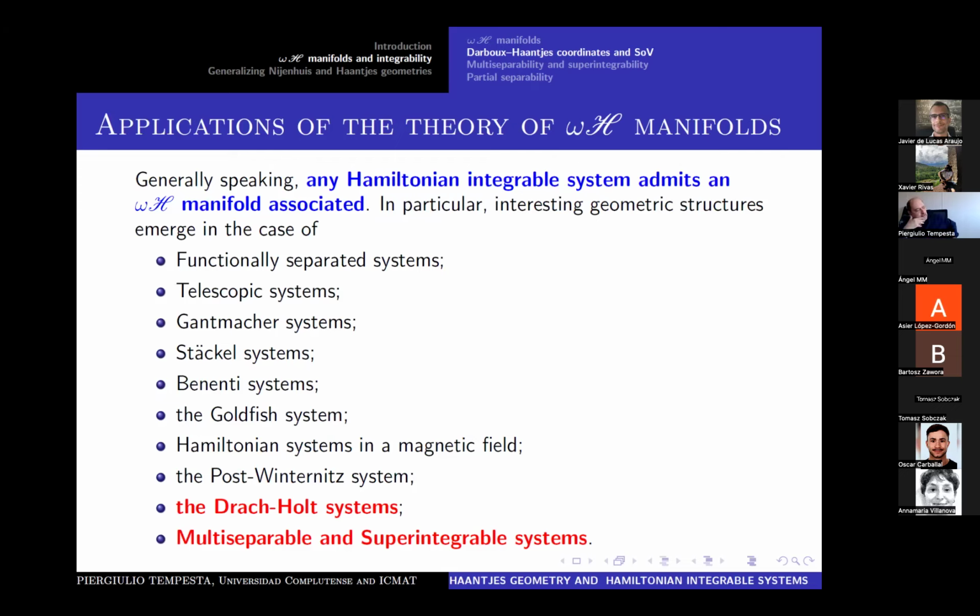From the other side, we can apply this theory to a series of relevant, standard classical Hamiltonian integrable systems, like the functional separated system, the telescopic system, Gantt-Marker, Steger system, and so on. And we can appreciate that indeed this theory works very well. In particular, let me show you two applications: Drag-Holt systems and multi-separable superintegrable systems.